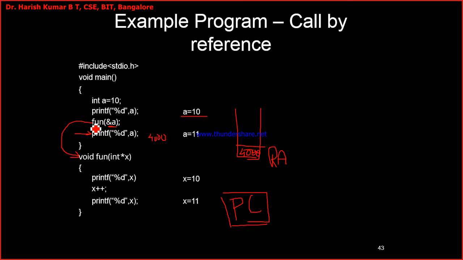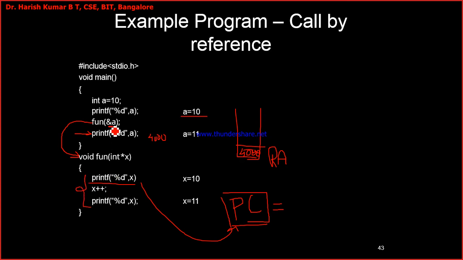Now when you call the function, the next instruction that needs to be executed is what? This printf. After fun is called, this is the one that should be executed next. Now what will PC hold? The address of this printf statement. So PC will be assigned the address of the printf statement following fun, and that address will be written to the RA. And the control jumps here, and performs the execution of all these statements.